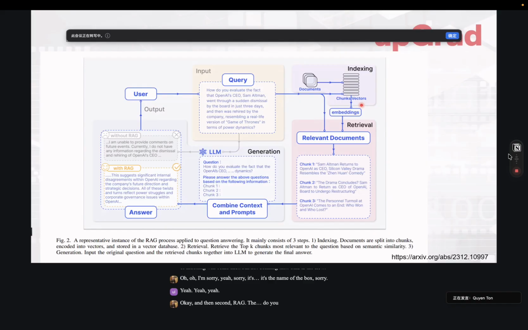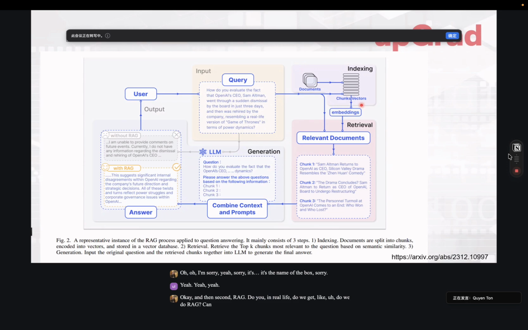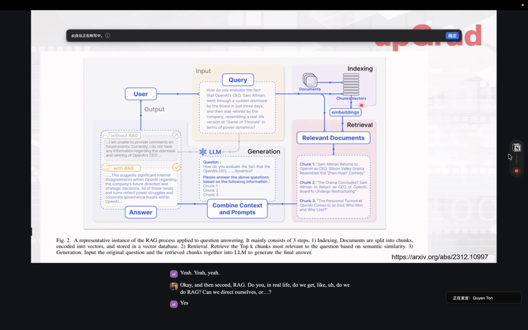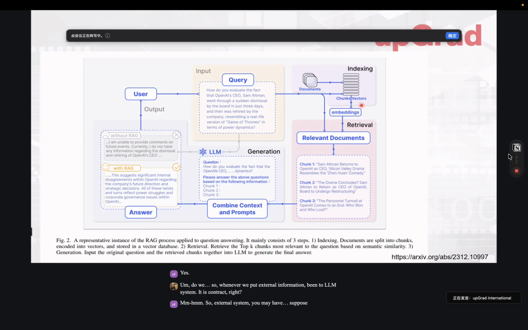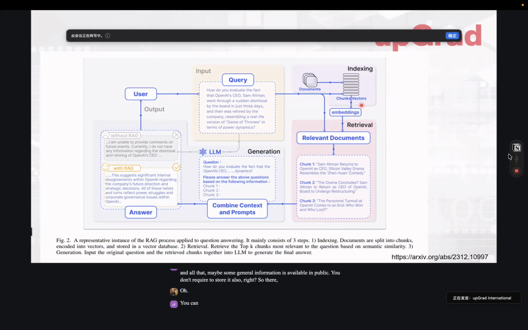And then second, RAG. In real life, can we do RAG ourselves? Whenever we put external information into an LLM system, it is called RAG, right? If it is not an enterprise system, and some general information is available in public, you don't need to store it. There you can give a ReAct pattern, maybe the LLM is getting some information from Google or anywhere, or it can be an external tool calling.